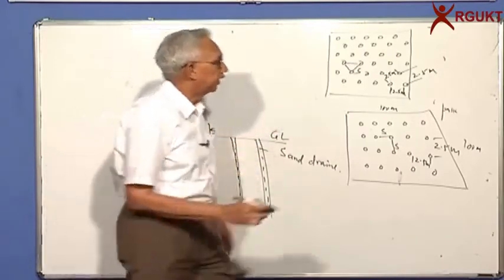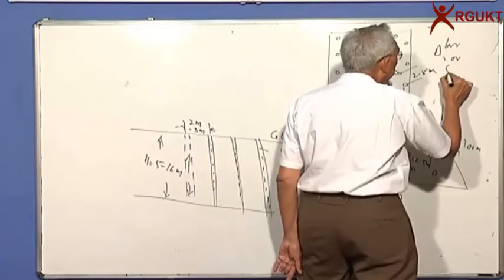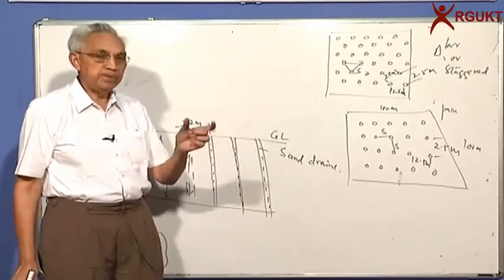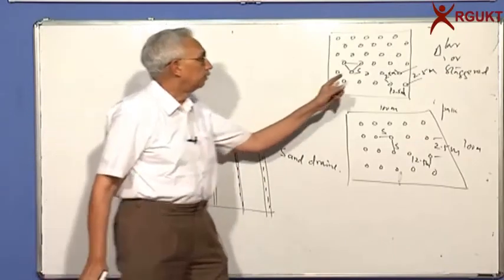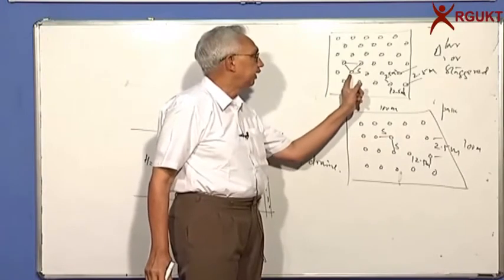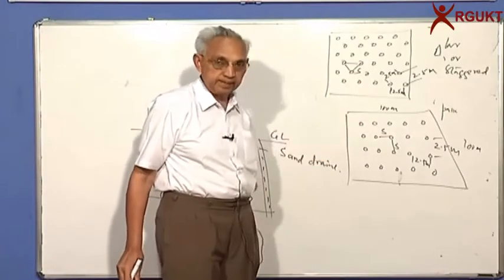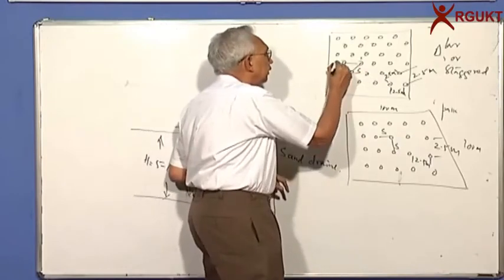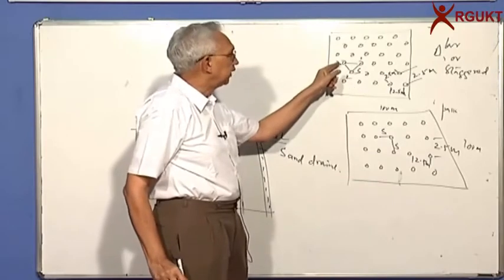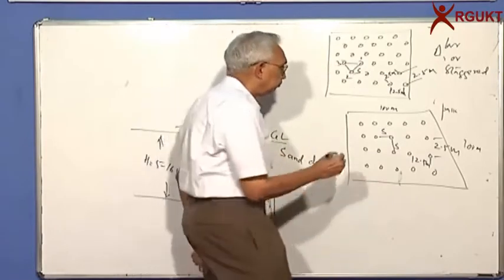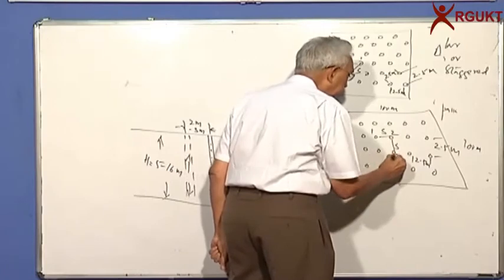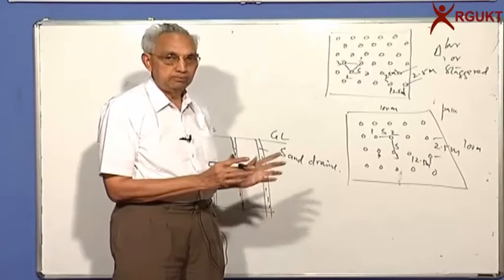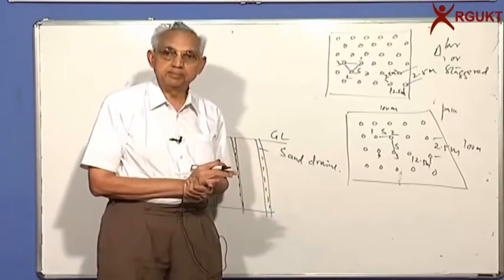In the case of triangular or what they call staggered pattern, the spacing is the same between any two adjacent ones. The spacing between this drain and this drain is S, which is 2.5 say. Similarly, this drain and this drain, 1, 2, 3. Between 1 and 2, 2 and 3, 3 and 1, it's exactly the same. In this case, 1, 2, 3, 4. Between 1 and 2, 2 and 3, 3 and 4, 4 and 1 is exactly the same spacing.